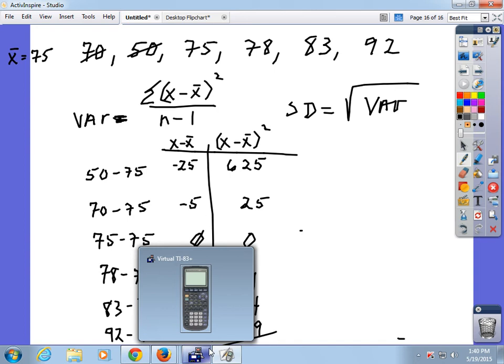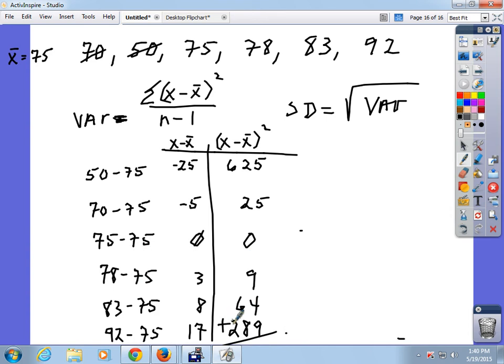Thank you. Now, once we get x minus x bar, what are we going to do? What's summation mean? Summation means add them all up. So what am I going to do to x minus x bar quantity squared? I'm going to add them all up. So add that column up.